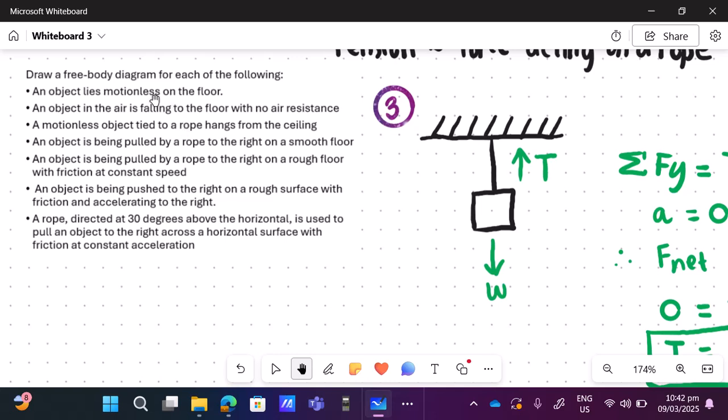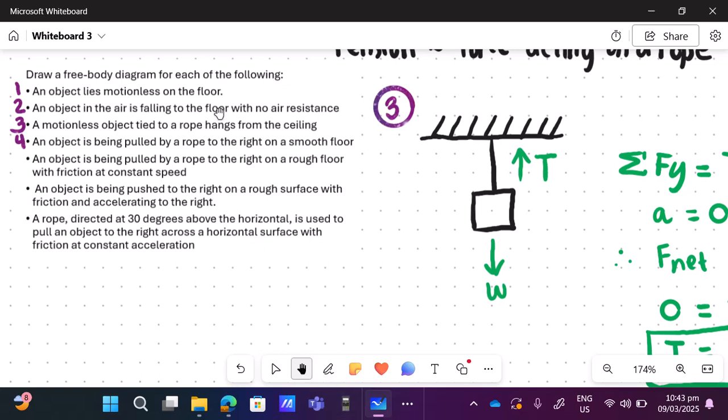Number 3 refers to a motionless object tied to a rope hanging from the ceiling. Okay, so we are already done with 1. This is 1, this is 2, and this is 3. Now we're down to number 4. An object is being pulled by a rope to the right on a smooth floor.